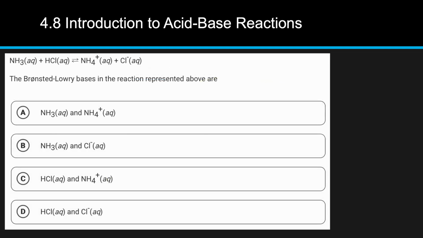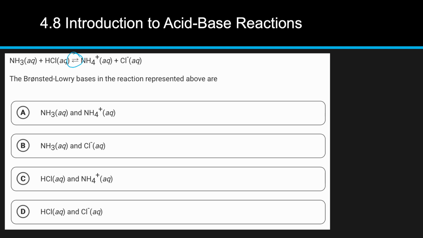This next question from a past AP exam says the Bronsted-Lowry bases in the reaction represented above are, and then you have to identify them. One thing we have not gone over yet, which we will definitely go over in Unit 7, is these double arrows here. This means that we have an equilibrium, which means we can go both directions in the chemical equation. So we can go towards the products or we can go towards the reactants. So essentially what this is saying is what is acting as the base if we are moving to the right towards the product side, and what is acting as a base if you're moving to the left or to the reactant side. So you can just kind of imagine it as flipped.